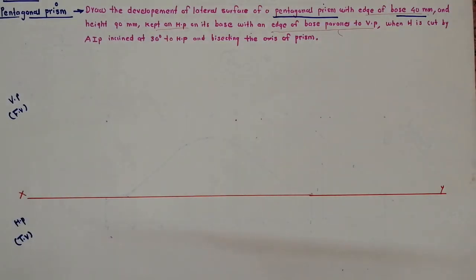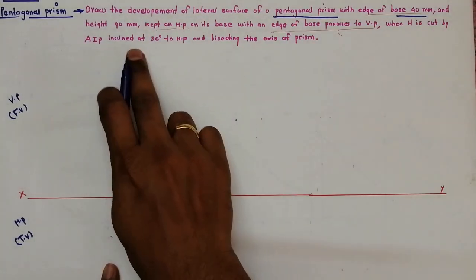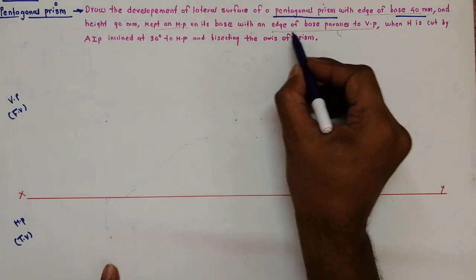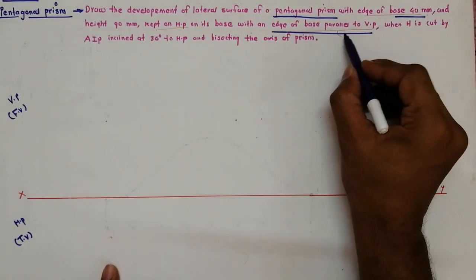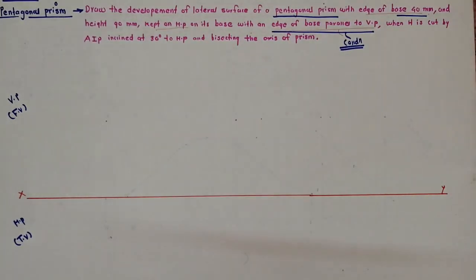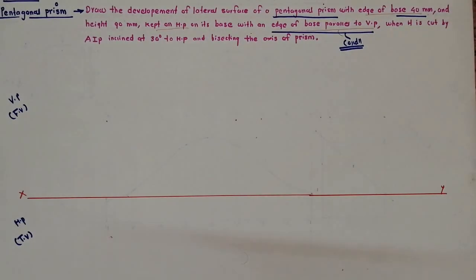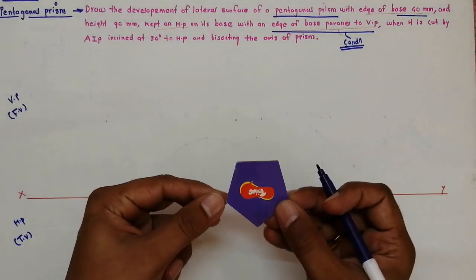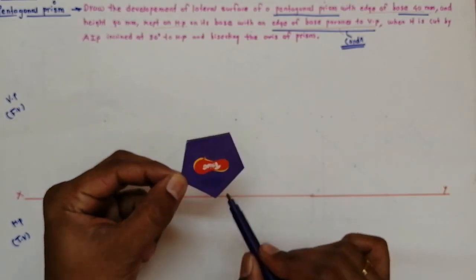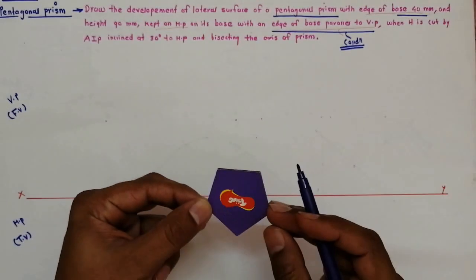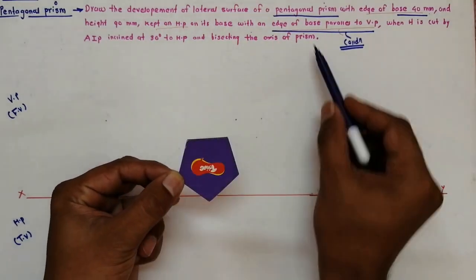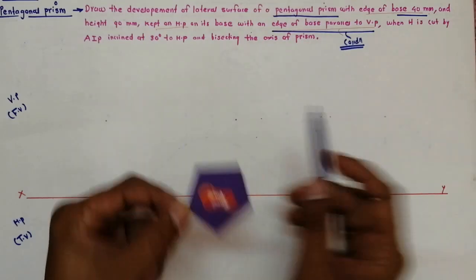Always the problem will start with HP, and it is kept on HP on its base, with the edge of the base parallel to VP. This condition is given in the problem, so it is very important. Suppose this is the pentagon and these are its edges, 1, 2, 3, 4 and 5. We have to keep this pentagon in such a way that one edge of the pentagon is parallel to VP.